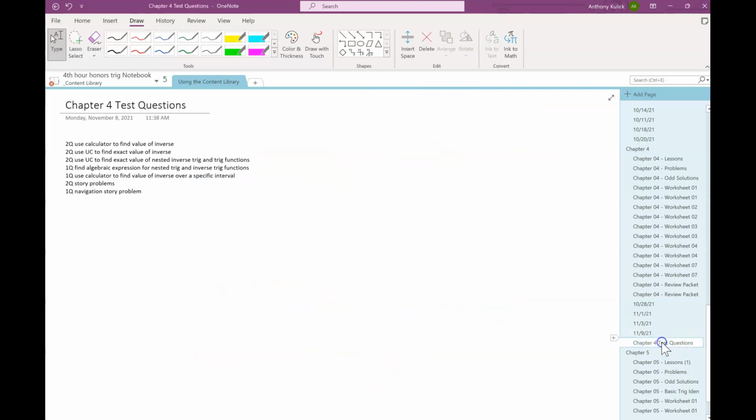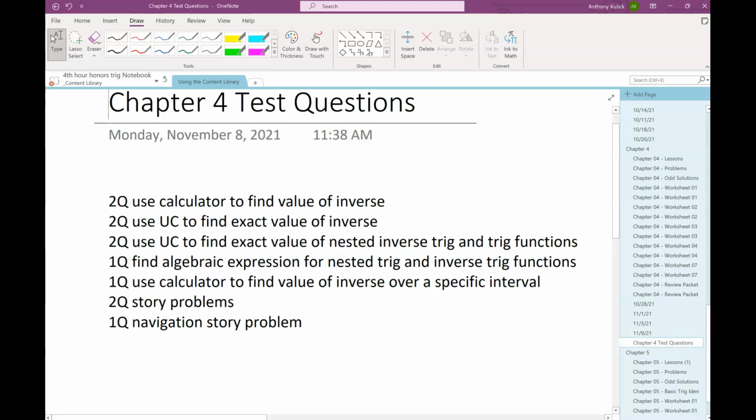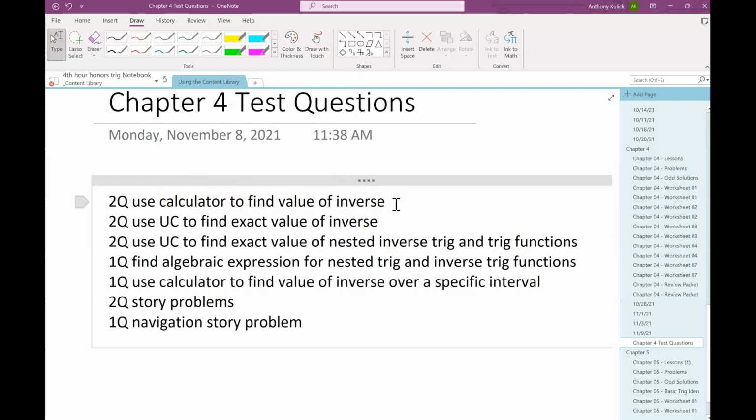Yeah, so I actually have typed it up and it's already in the content library. So let's talk through this. We have 2 questions where I ask you to use the calculator to find the value of the inverse. This is literally just typing into your calculator what's on there, making sure you're in the right mode and writing down the number. You don't have to think about any more than that. Just to make sure you can actually use your calculator a little bit. Then 2 questions where you use the unit circle to find the exact value of the inverse. This is like the first page on the review. We did a couple out of there, right? You guys asked me about that or something similar to it.